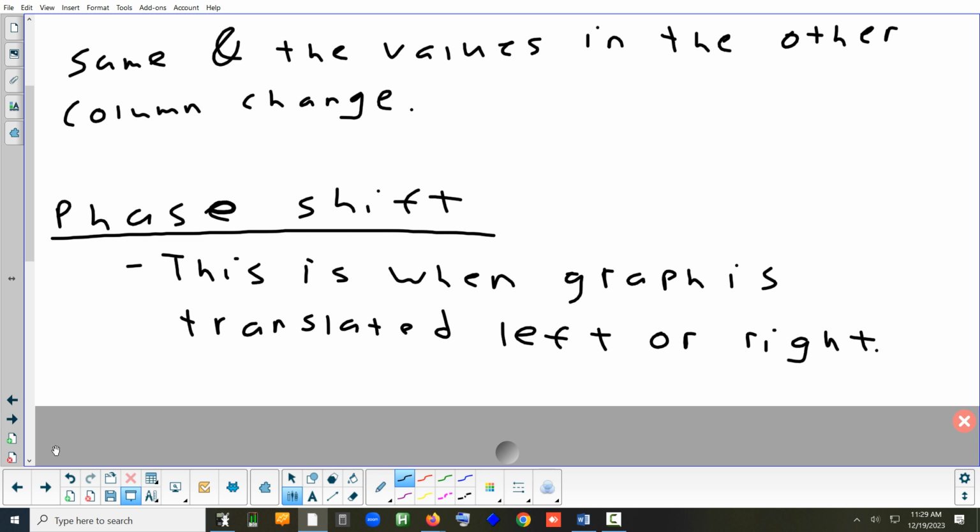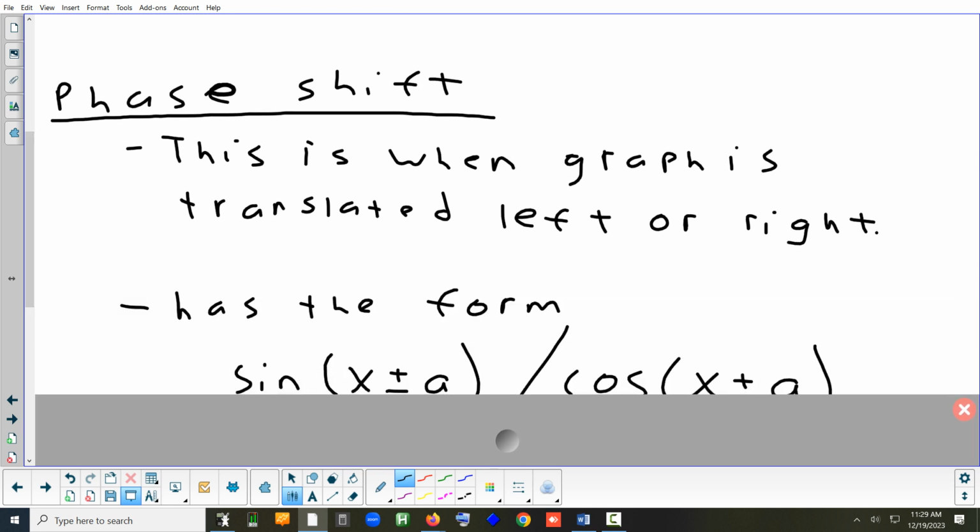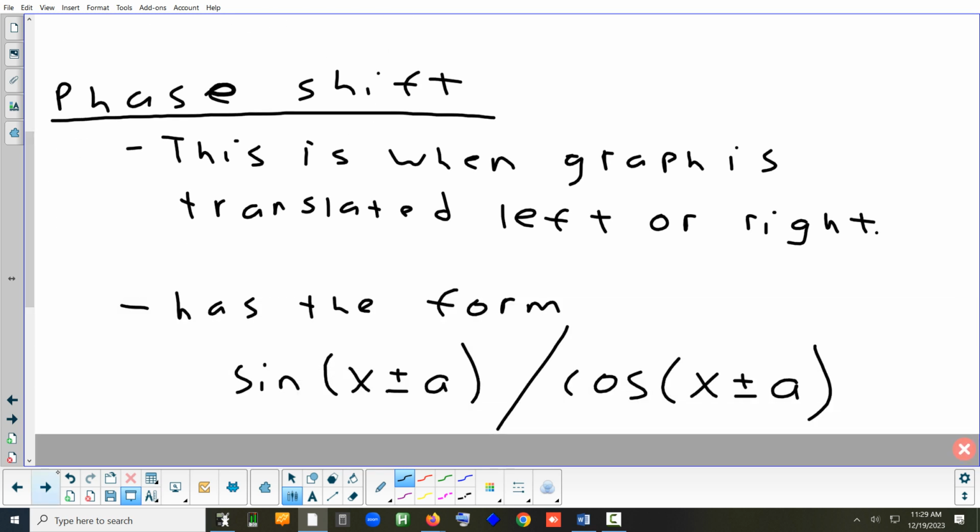So now it's a little more basic than what we do. I'm just really breaking it down. A horizontal shift is when the graph is moved left or right. It's a translation. And what you're going to look for is what we've looked for all along. It could be plus or minus, but it'll be inside the parentheses. A plus would move the graph which way? Left, and a minus would move it to the right.